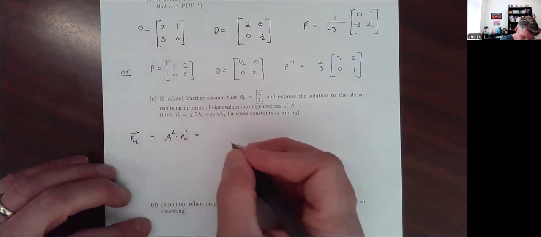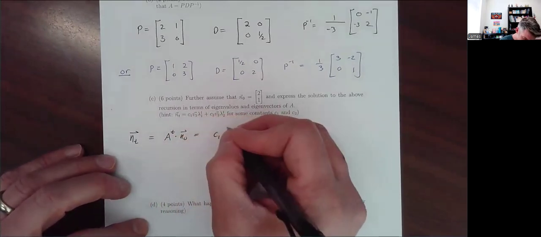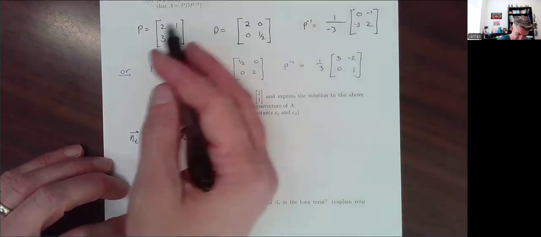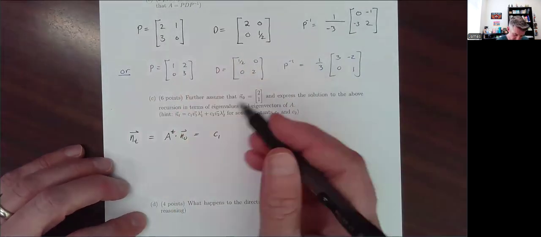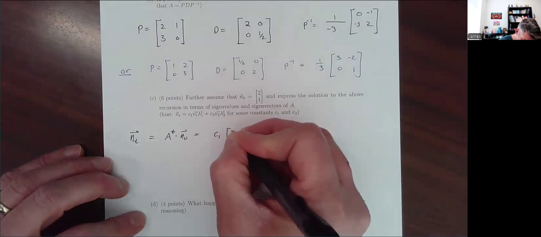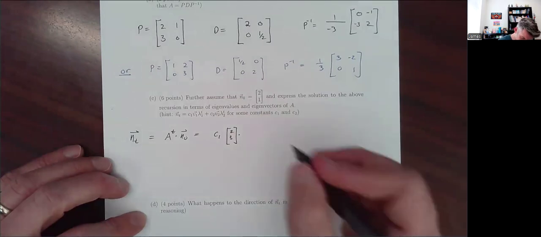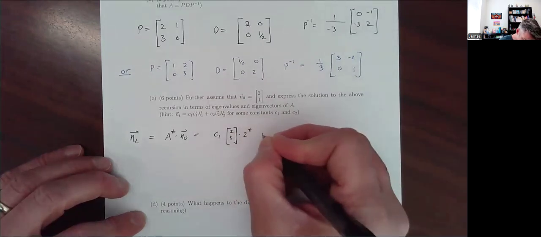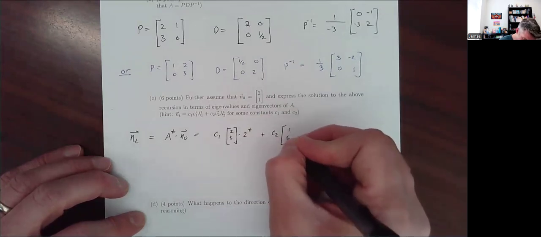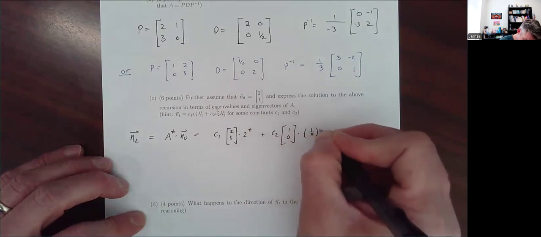We can write that as C1 times our V1. And I'm just going to make the choice to do it this first way. C1 times my V1, which was 2, 3, times lambda 1, which was 2 raised to the t-th power, plus C2 times V2, which was 1, 0, times lambda 2, which was 1/2 to the t-th power.